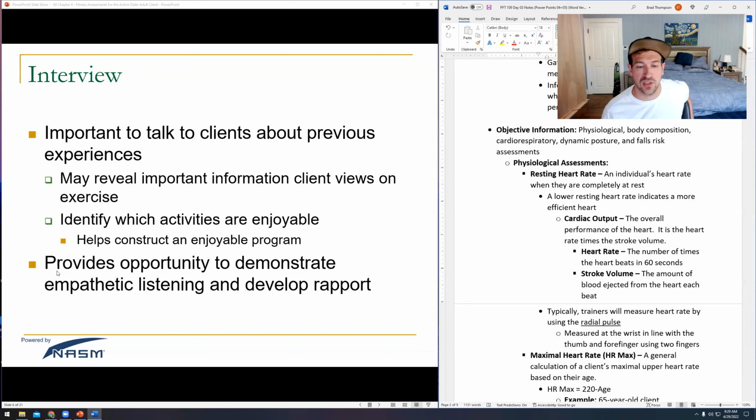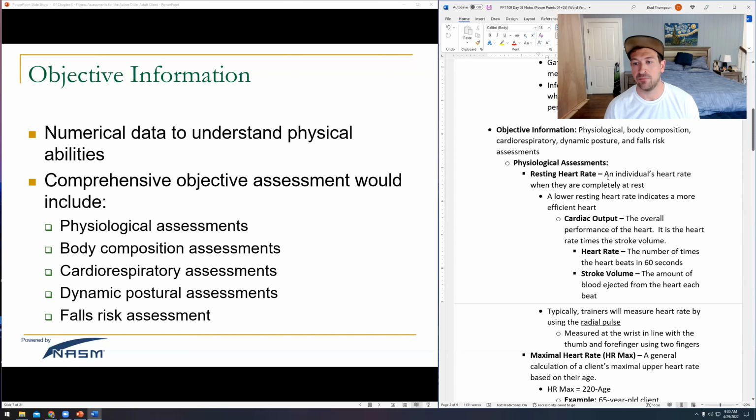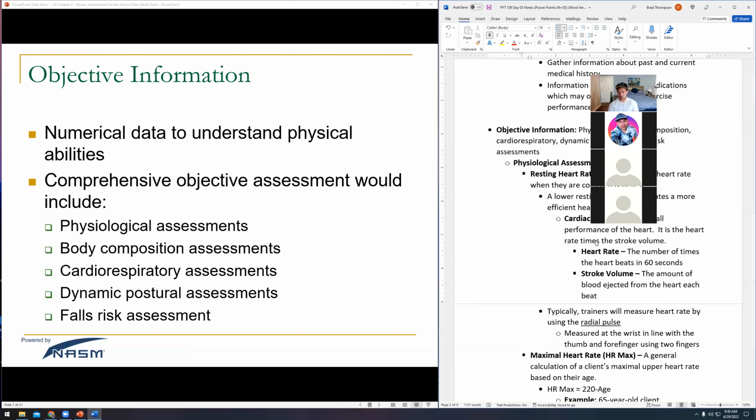And it gives me an opportunity to also, remember yesterday we talked about this idea of building rapport with our clients. How do we do that? Well, we build rapport through active listening, right? So interviewing them is a good way to actually do that, to listen to them, ask them questions so we can get a response. So that's our subjective information. Any questions on how that works, guys? Any questions on that questionnaire?